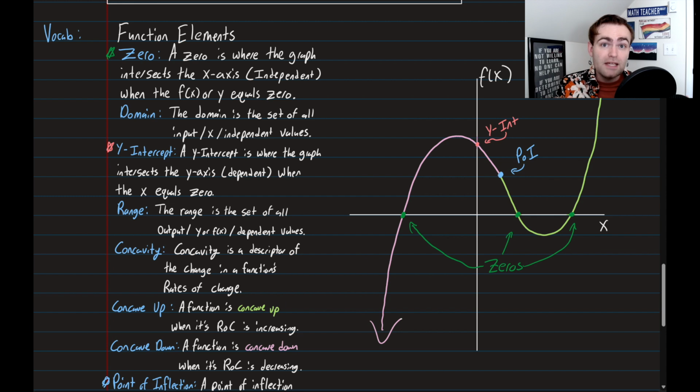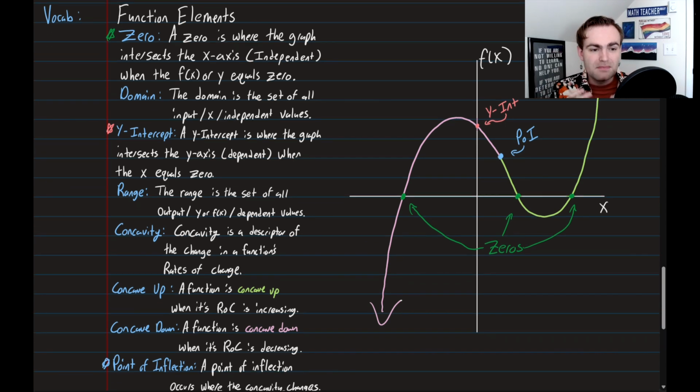Concavity. So concavity could be a new concept for you. It really depends on how rigorous your Algebra 2 class was, but concavity describes how the function's increasing and decreasing rates are changing. So we say that a function is concave up if its rate of change is increasing, and it's concave down if its rate of change is decreasing. This concept might be a little bit weird for us right now because we haven't really talked a whole lot about rates of change, but for now you can kind of think of concave up being a U shape and concave down being, well, the opposite of that, an upside down U shape.